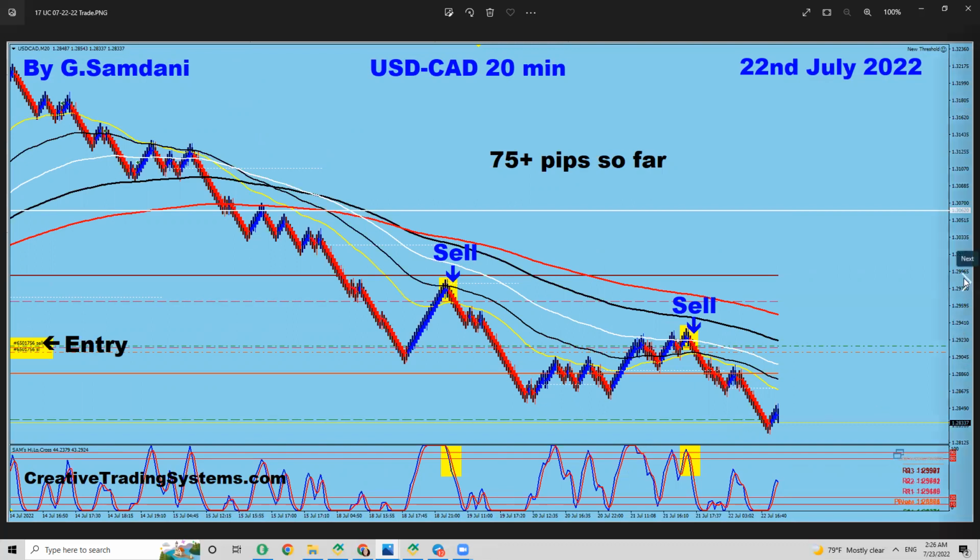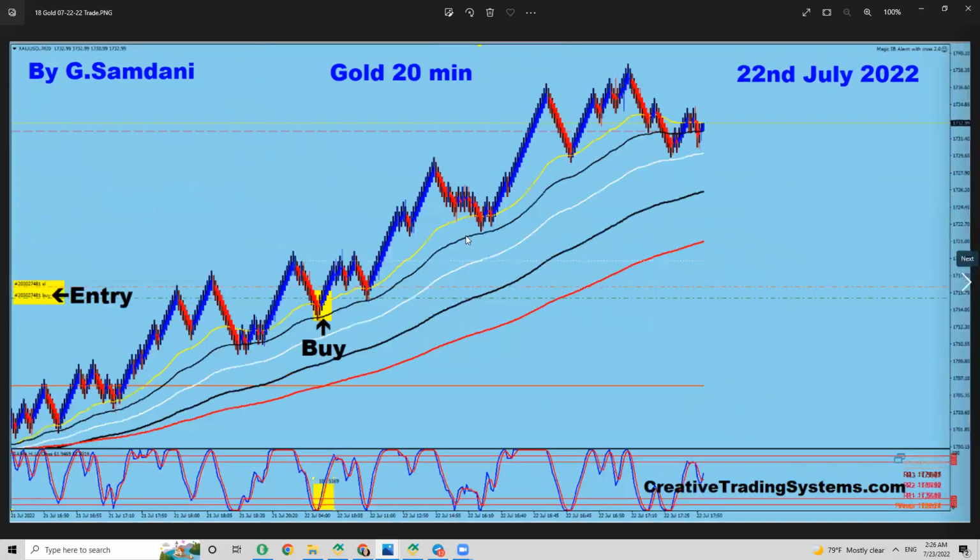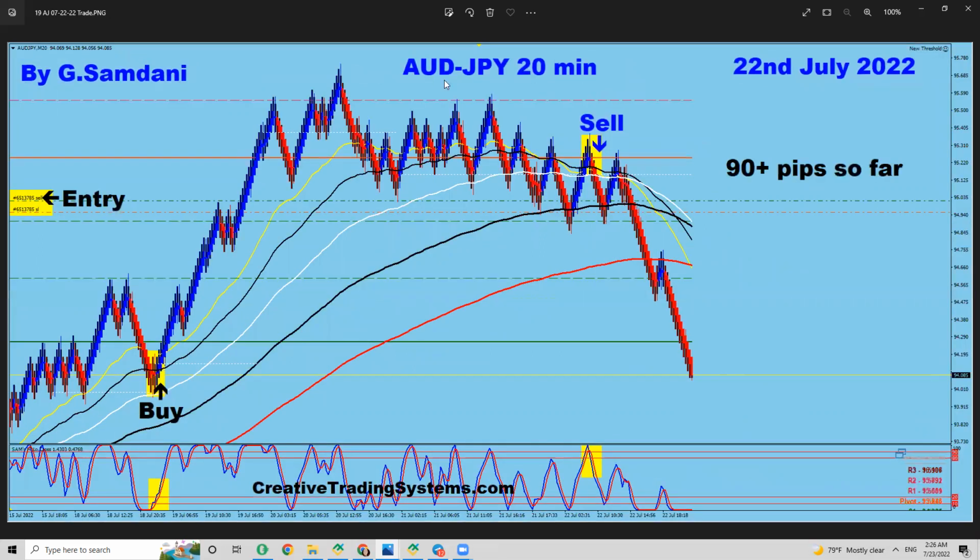So on the 22nd, gold was going down and then bouncing from 1684. And here is a beautiful entry. This was the entry, this was the entry, here's the entry, here's the entry. So a lot of entries, the system is beautiful. So this is the entry here, and it went all the way up. And the last trade is Aussie yen, also on the 22nd, today on Friday, for the downside, a sell order for 90 pip. So these are the trades taken.